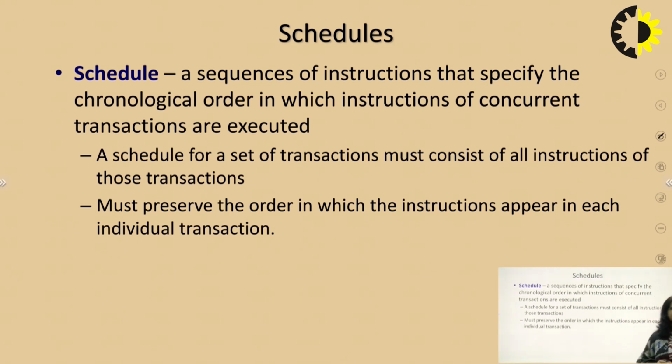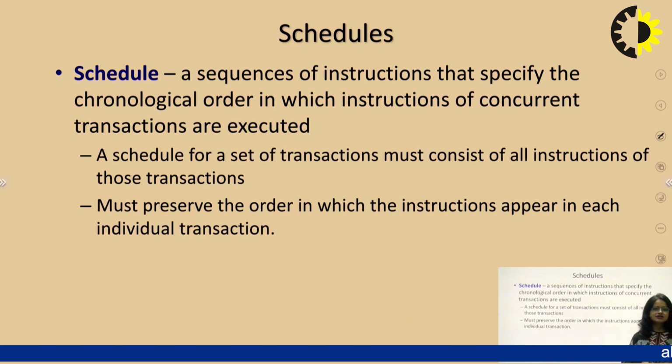So what is a schedule? A sequence of instructions that specify the chronological order in which the instructions of concurrent transactions are executed. So we should know in which order it has to happen. This is what we call a schedule: a sequence of instructions that specifies the order in which instructions of concurrent transactions will execute. A schedule for a set of transactions must consist of all instructions of those transactions, and must preserve the order in which the instructions appear in each individual transaction.